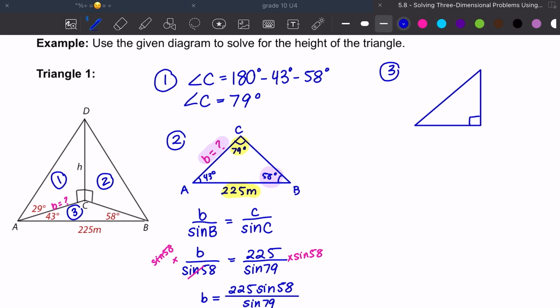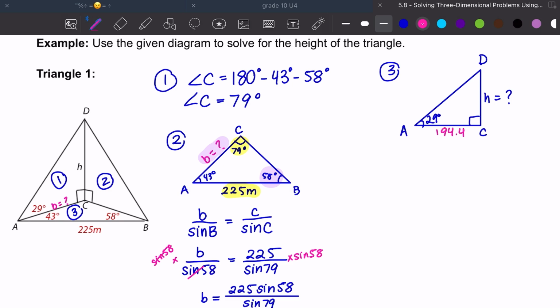which is coming from point C. This is my angle A, which is 29 degrees. And this is my point D, I should say. And this is my height that I don't know. But now we know the side length. We know that this is 194.4.